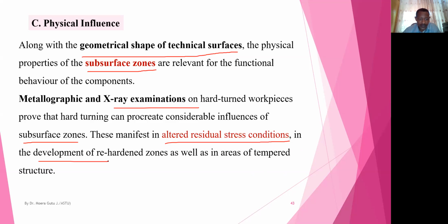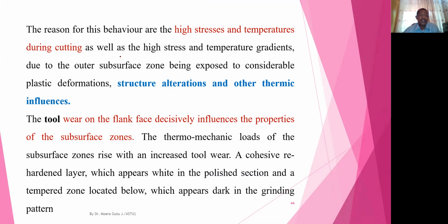The development of re-hardened zones as well as areas of tempered structures. The reason for this behavior is the high stresses and temperatures raised during machining of hard materials, because the hardness of the work material is very high. The structural alteration and other thermal influences can be low. The tool wear on the flank face decisively influences the property of the subsurface zones. So the thermal and mechanical loads on the subsurface zone rise with increased tool wear.